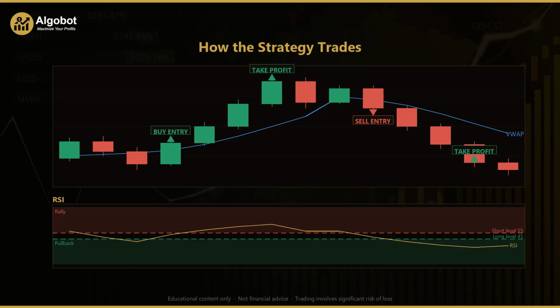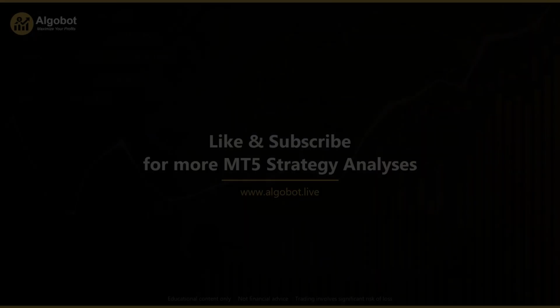Identify the trend with the VWAP slope. Wait for a pullback to exhaust using RSI. Enter in the direction of the trend, and let the ATR base stop and target define the exit. The chart shows an ideal case. In live markets, plenty of signals end at the stop instead, and that is a normal, expected part of any trend-following approach. Let's wrap up.